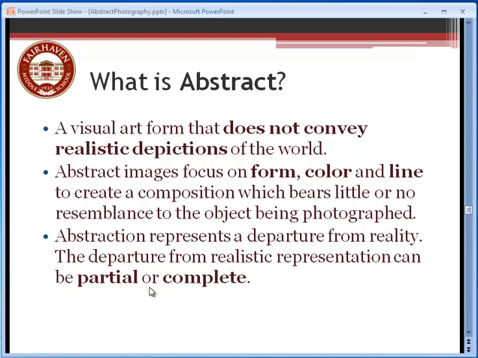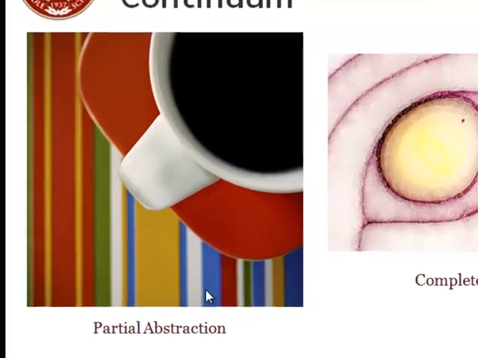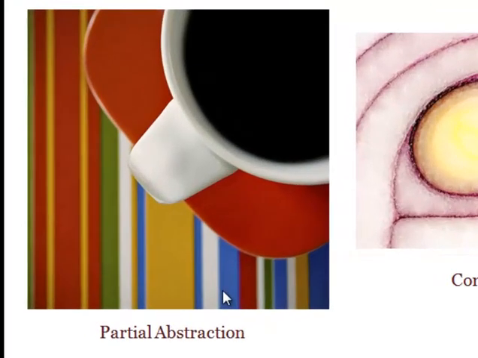So what do I mean by that? There's kind of a continuum of abstraction. On the left we see here partial abstraction. We know that it's a coffee cup being viewed from above, that it's on a red plate, and that there's a lined background behind it. So we still recognize the object or subject being photographed. So the abstraction is only partial. It is an abstract image because we're focusing more on form and line and color and less on the object itself. So it's abstract, but it's only partial.